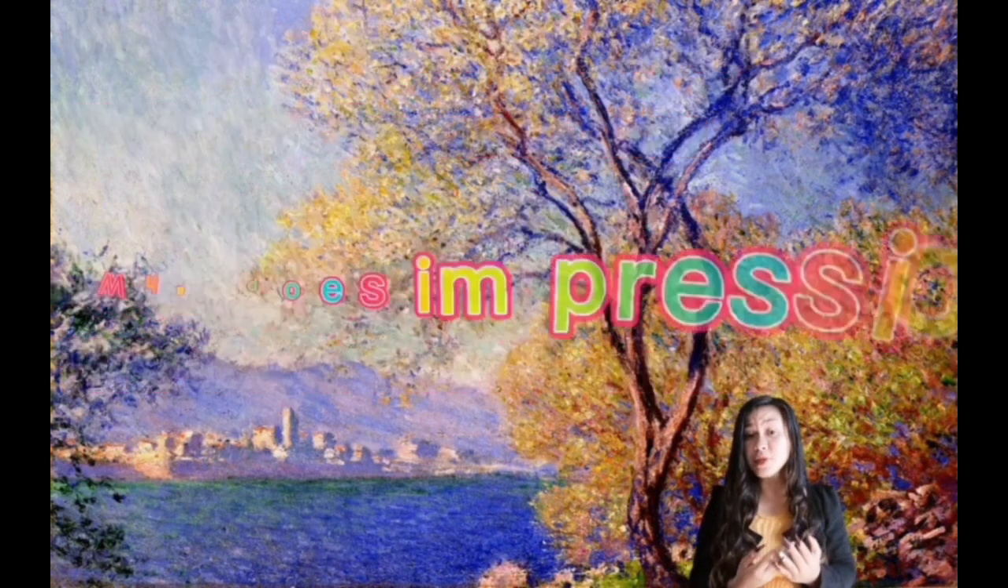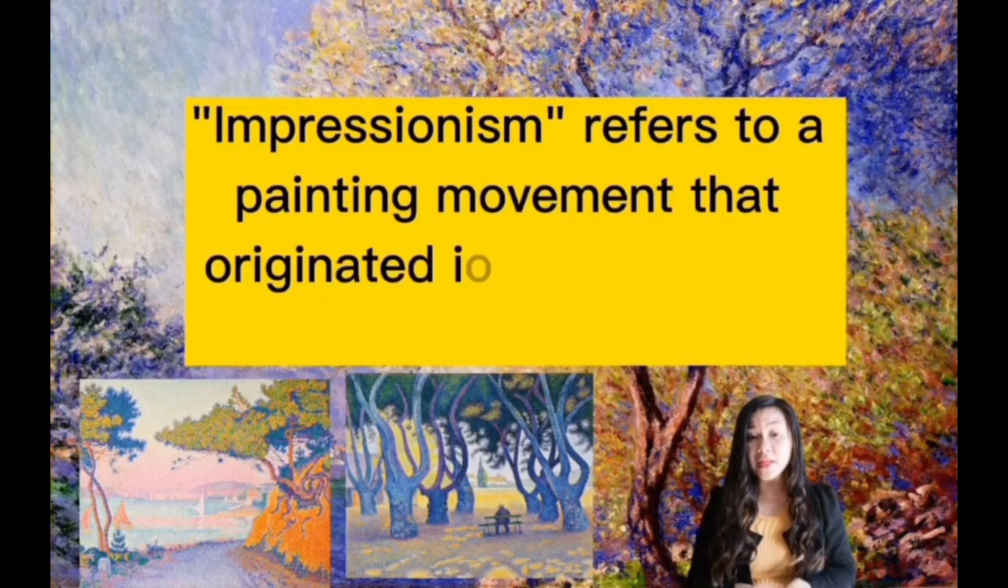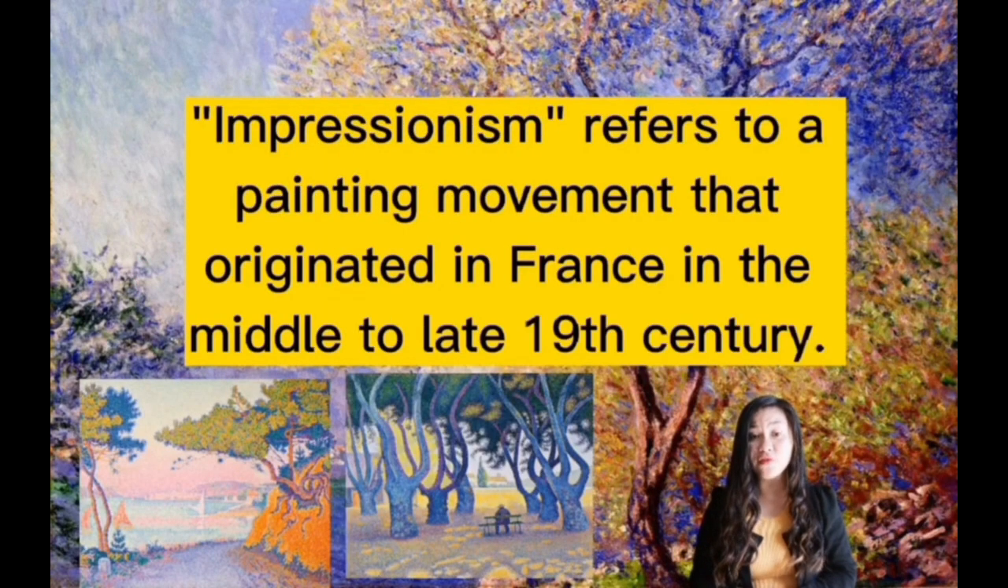So, what does Impressionism in art mean? The word Impressionism refers to a painting movement that originated in France in the middle to late 19th century. The characteristics of the movement include unblended color, an emphasis on the accurate representation of natural light, and small, visible brush strokes that offer the bare impression of form.